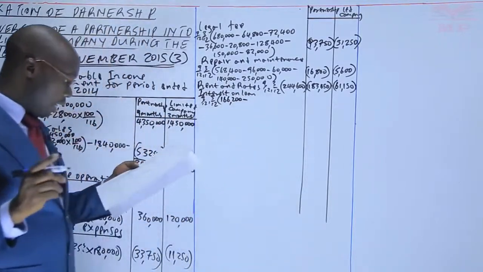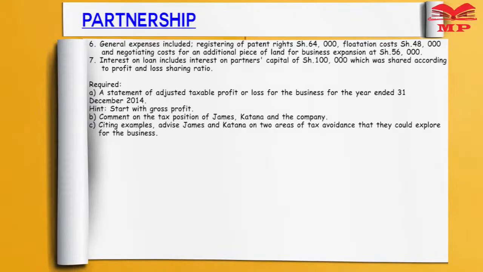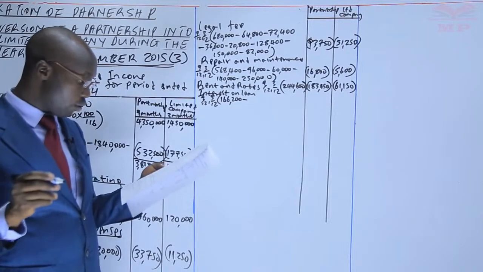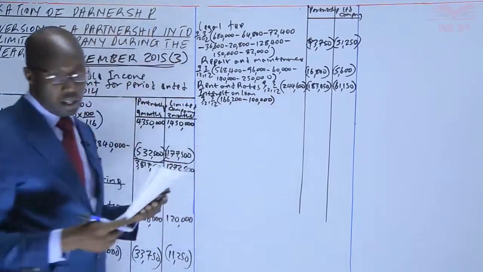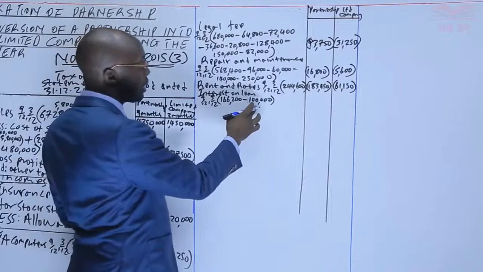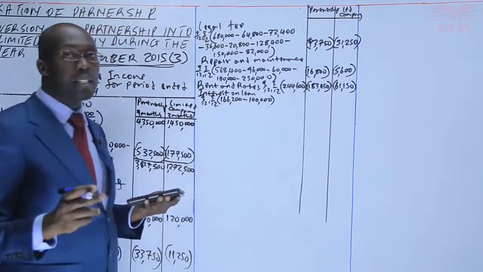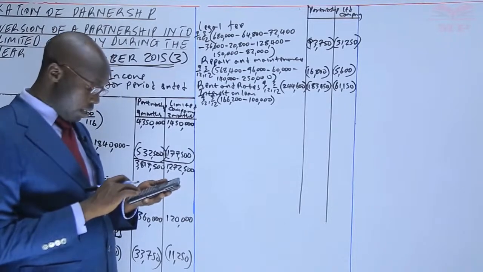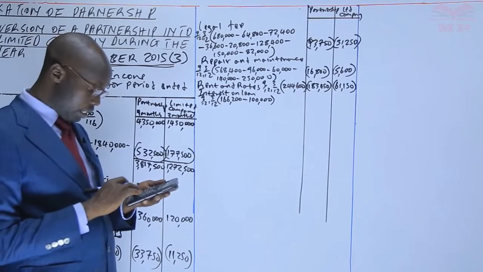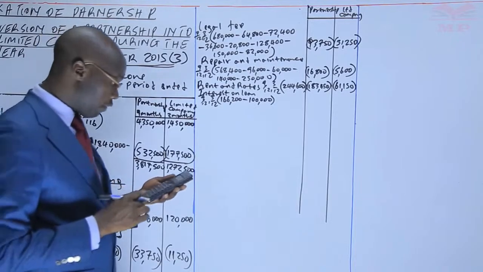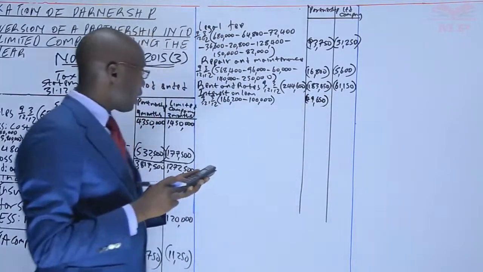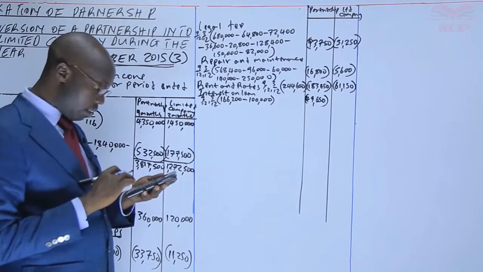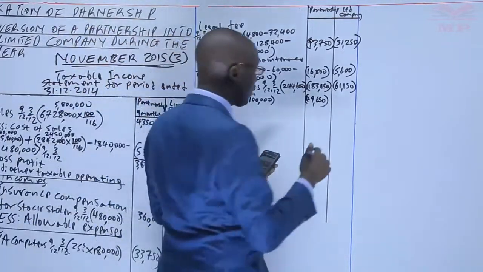We minus, if you look at additional information number 7, we are told interest on loan includes interest on partners' capital of 100,000, which was shared according to the profit sharing ratio. So in here, there is interest on capital to the partners, which is not allowable, we said so. So we remain with 166,200 minus 100,000, that will be 66,200. Then we apportion 9 divided by 12 times 66,200, gives us 49,650. The other one is the same, 3 over 12 of the same, 16,550.